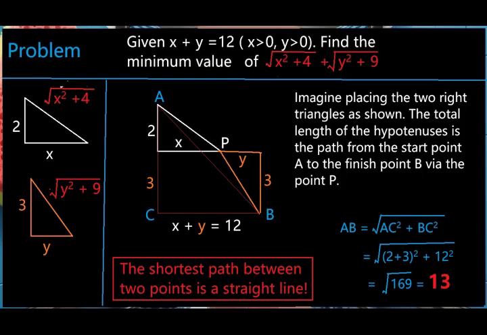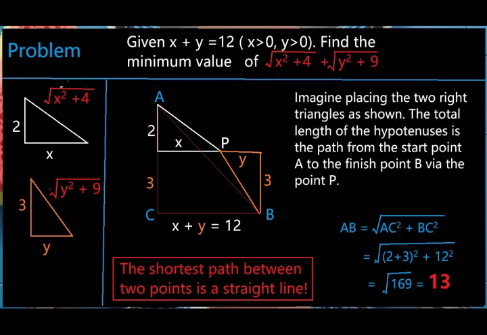Given two positive numbers x and y such that x plus y is equal to 12, find the minimum value of the expression: the square root of the square of x plus 4, plus the square root of the square of y plus 9. At first glance, this looks like a purely algebraic problem, and yes, you can solve it using standard algebraic methods. However, if we approach it geometrically, the solution becomes far more intuitive.